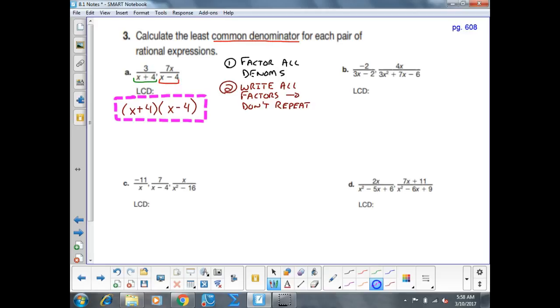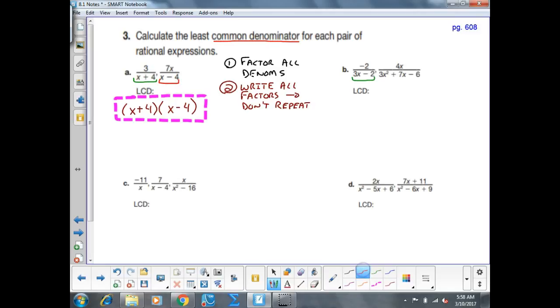Okay, let's look at B now. 3x minus 2, I factor that. Well, there's nothing that can be factored out of that. There's no number that goes into both 3 and 2 other than 1, and there's only an x in the first term, so that one's done.